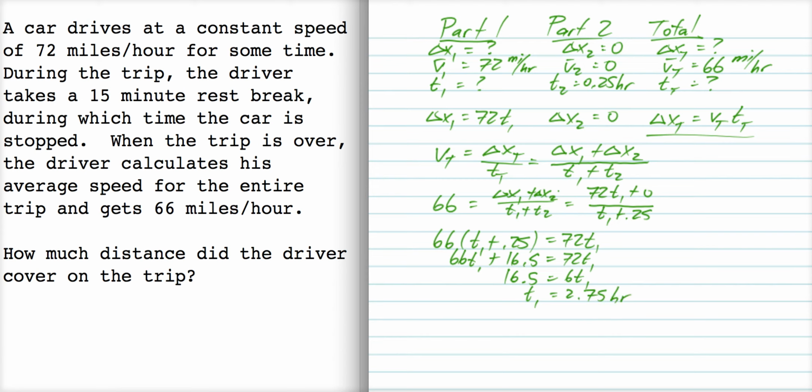Well, now that I've got that, the whole problem unravels basically. I know that delta x1 is v1 t1, which is 198 miles, and that's delta x total, right, because delta x2 is 0, and so delta x total rounding off is 200 miles.